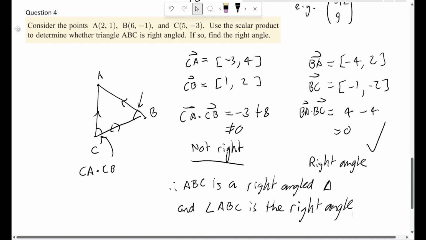There's also another way you can check if the triangle is a right angle. What you can do is you can get the length of all 3 sides and check if it satisfies Pythagoras. That would be another good way to check, but it would take a bit longer than doing this dot product thing.